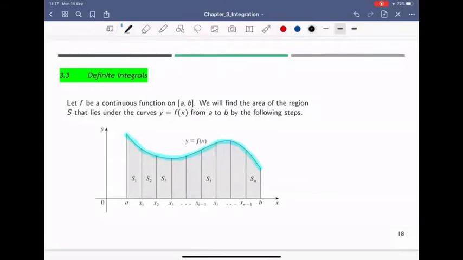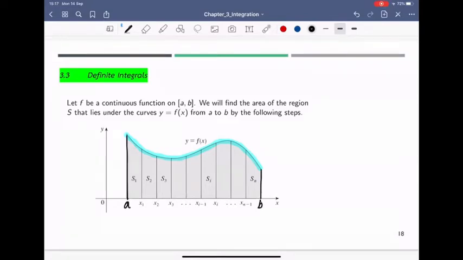Let f be a continuous function on [a, b]. We will find the area under the curve here from a to b. The area that I shaded here is what we want to find. So the idea of the definite integral is that we are going to find the area from x equals a to x equals b.